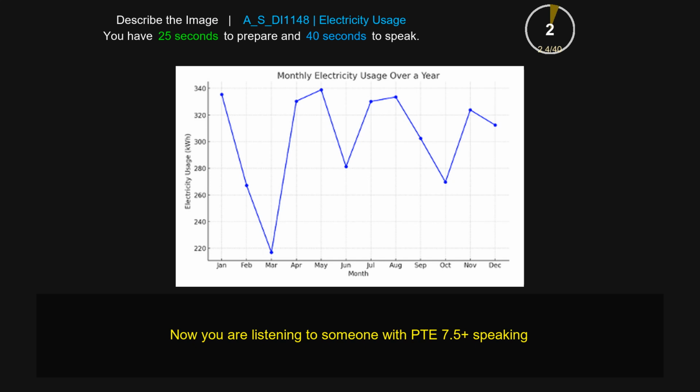This line chart gives information about monthly electricity usage over a year. From the picture, we can see in June the value is 280. In July, the number is higher, which is 330. The highest usage is in May, around 340, and the lowest one is in March, just 210. There are many other months such as August, October, and December. To sum up, the graph tells about monthly electricity usage.